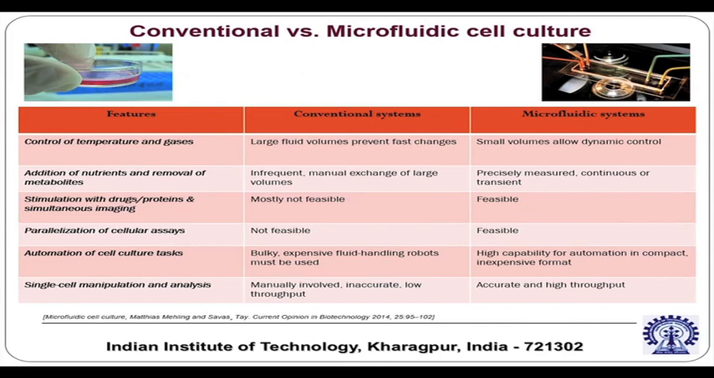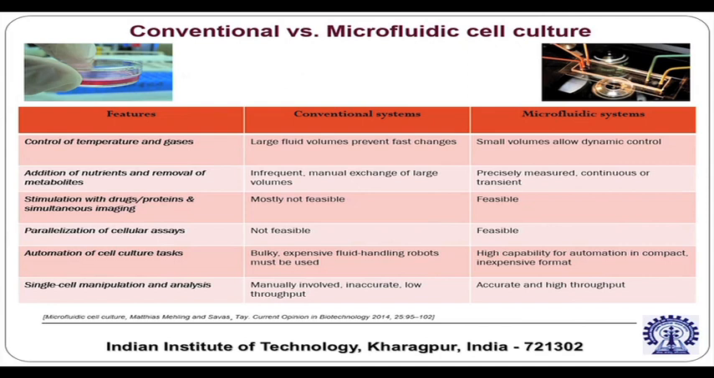So here we compare the conventional versus microfluidic cell culture system. In the conventional system there are large fluid volumes that prevent rapid changes. In a microfluidic system there are small volumes that allow dynamic control. Regarding addition of nutrients and removal of metabolites, in the conventional system it is infrequent and manual exchange of large volumes. In a microfluidic system it is precisely measured, continuous or transient, but it is fully controlled.